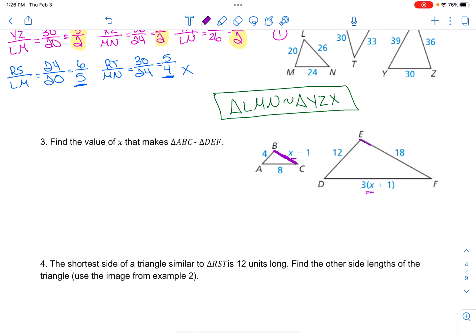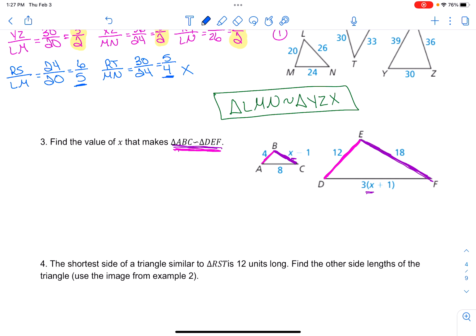BC is similar to EF, and we just pulled that from this statement over here. BC is in the same position as EF. And then ED here just has 12, no variables to deal with. And ED goes with BA. Again, we pull that from our similarity statement. DE are in the same position as AB.